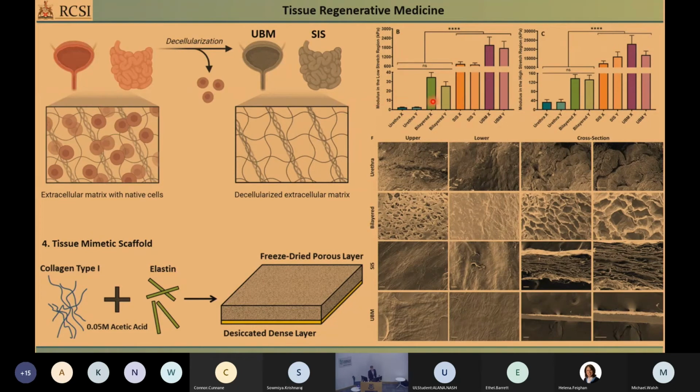What we did was compare our new scaffold, in green here, with the existing tissue, the blue, and found that the SIS and UBM were orders of magnitude more stiff, and their mechanical properties were very, very different, indicating that they wouldn't perform their function in vivo.